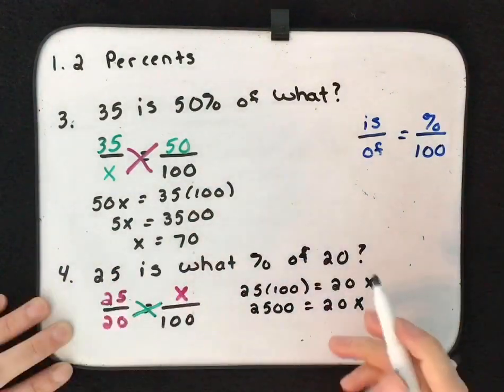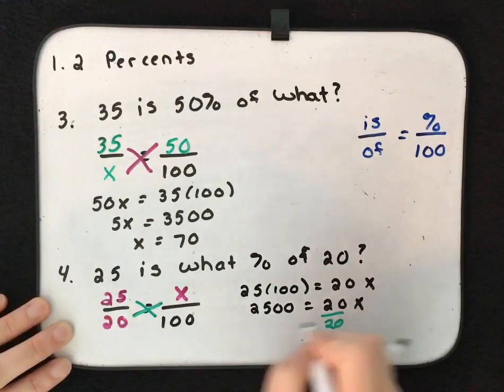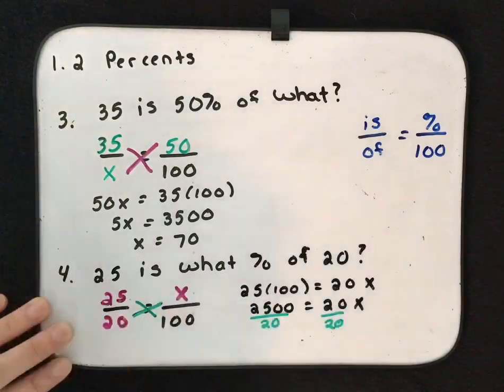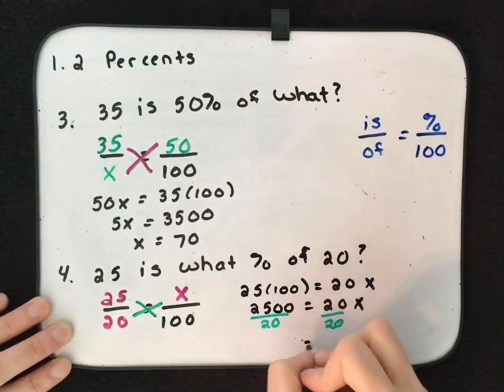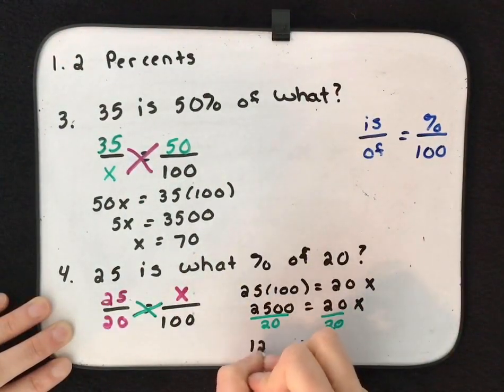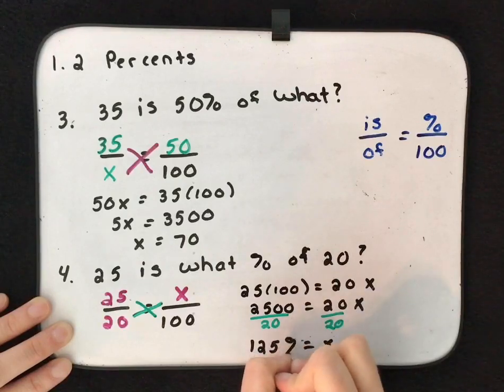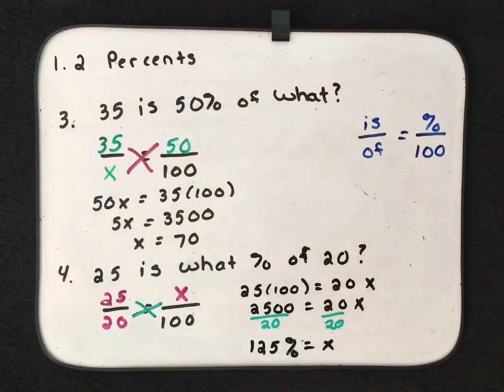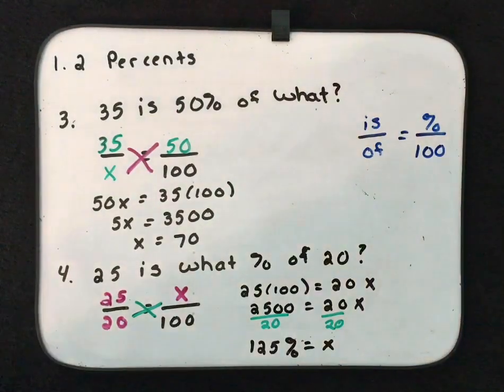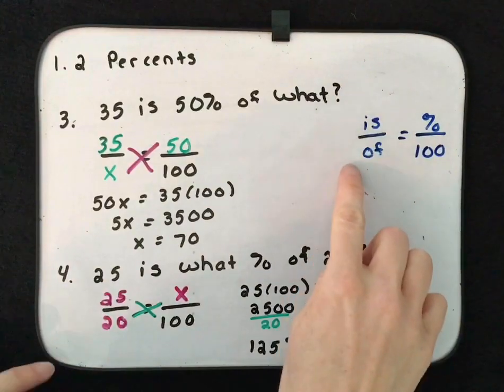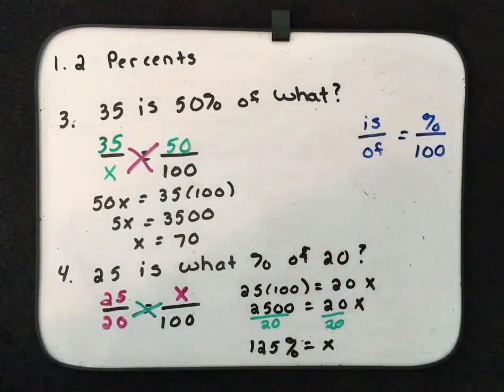And then just like we've been doing, if we divide both sides by 20, that means x equals 125. And we're looking for a percent, so let's put our percent on there. So that means 25 is 125% of 20. So using our is over of equals percent over 100 formula is a great way to solve different questions when you're looking for types of percent.